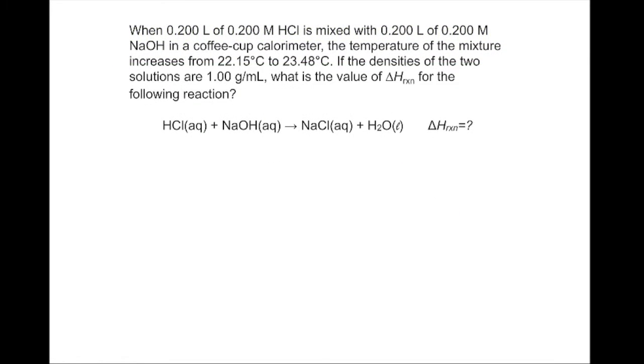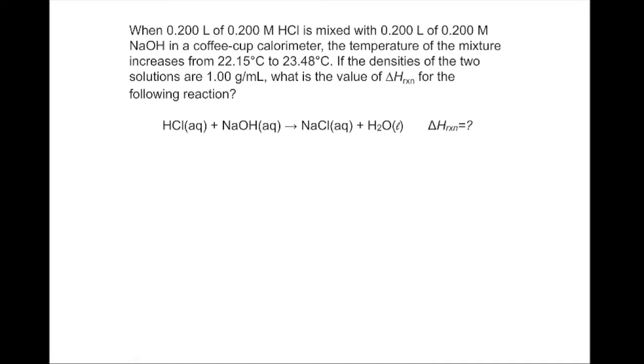So let's go through a quick example using a coffee cup calorimeter. In this question, we're doing an acid-base reaction where 200 milliliters of an acid is mixed with 200 milliliters of base in a coffee cup calorimeter. We're given a temperature change, and we're also given the densities of the solution. Given this information, we're asked to find the value of delta H of the reaction for the reaction that's given below.